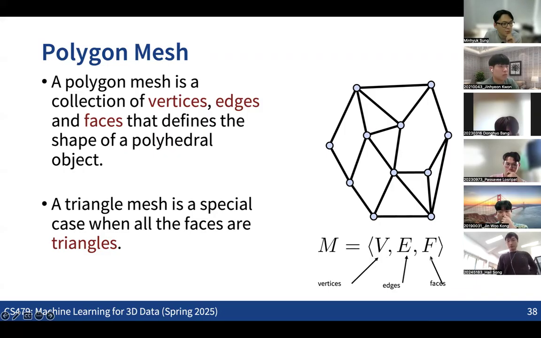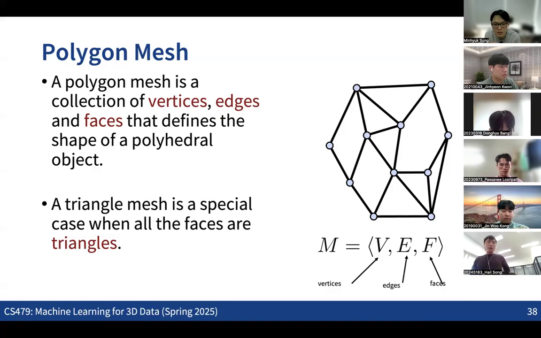Especially when you define the faces only with triangles, those are the cases where we have a triangle mesh. And the triangle mesh is the most popular representation for the 3D models that are typically used in the graphics pipelines. So we can see that we have points, lines, and triangles that are all connected to each other, defined over the 3D space.